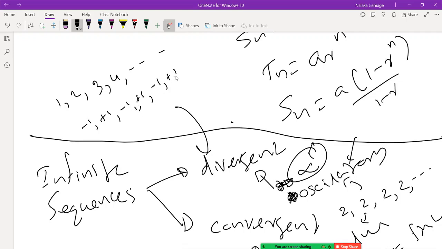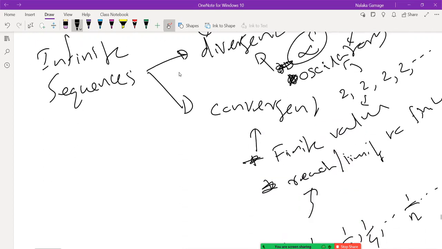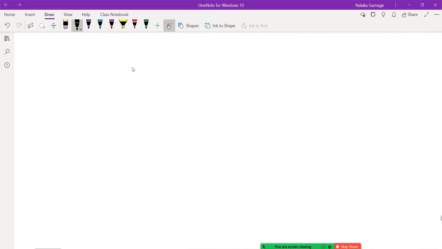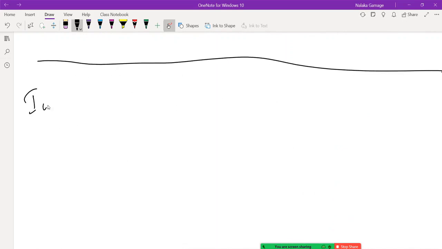minus 1, plus 1 is oscillatory. Therefore, we can't say whether the infinite term is minus 1 or plus 1, so we take those also as divergent sequences. Okay? Right, so that is sequences. Then I discussed with you convergent and divergent series. That is, infinite series.